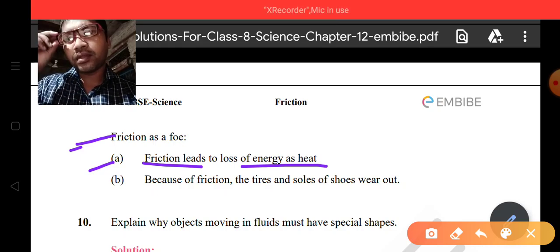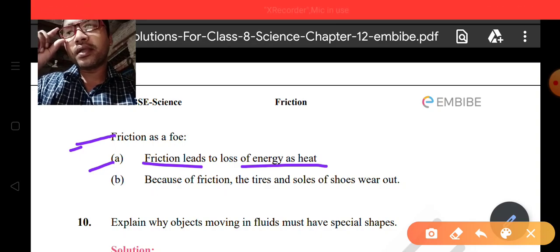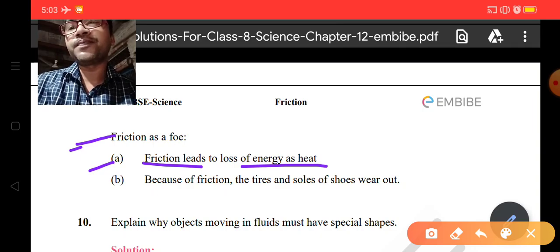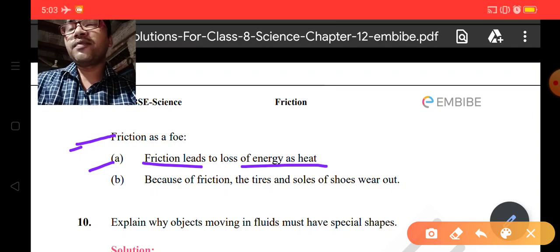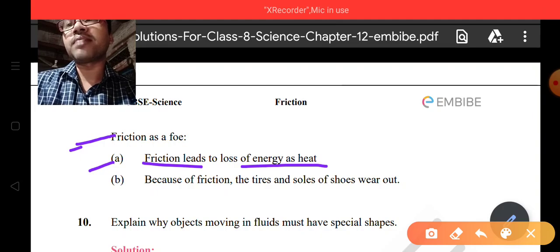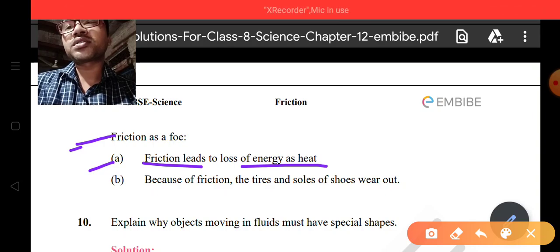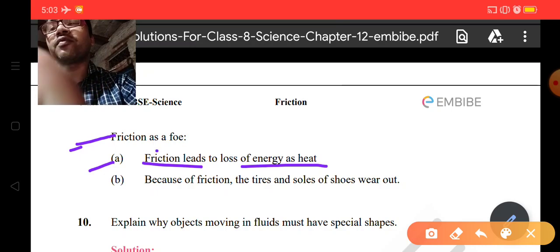You can say it behaves like a foe for us, because due to this friction we are continuously wasting our energy in different cases. Means if you are using different machines and friction is high, then energy waste very high. But even if you are using different types of lubricant but there is some friction, so we lost some amount of energy there. So friction plays a role like a foe in this case.